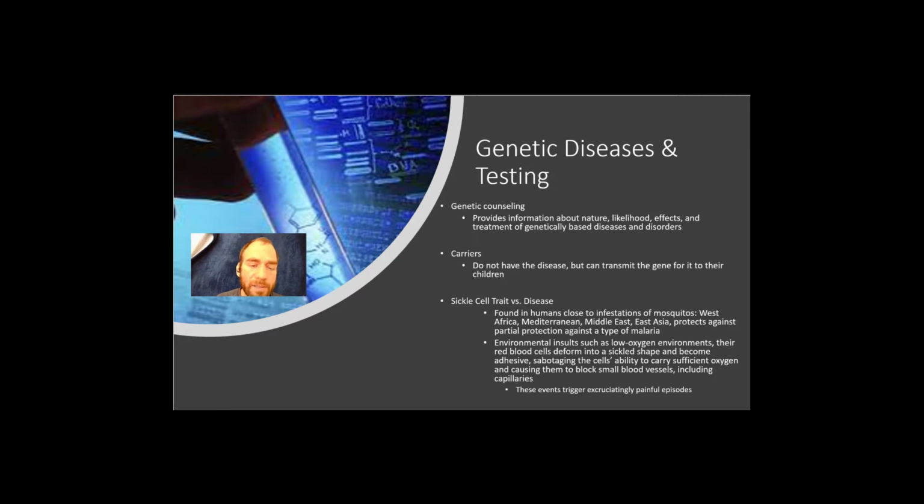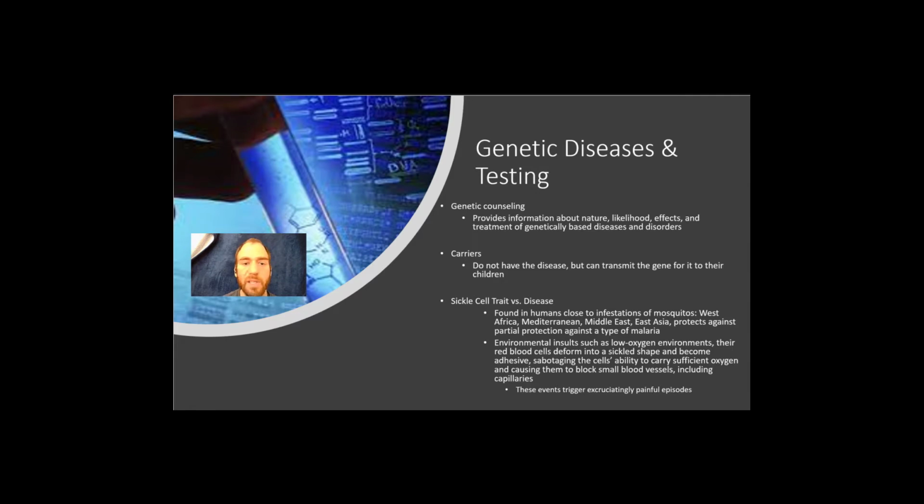of malaria. So on the one hand, that genetic trait actually protects an individual from a predator, the mosquito, a threat to their well-being in their environment. However, with environmental insults, such as low oxygen environments, their red blood cells deform into a sickle shape and become adhesive, sabotaging the cell's ability to carry sufficient oxygen and causing them to block small blood vessels, including capillaries. These events trigger excruciatingly painful episodes.